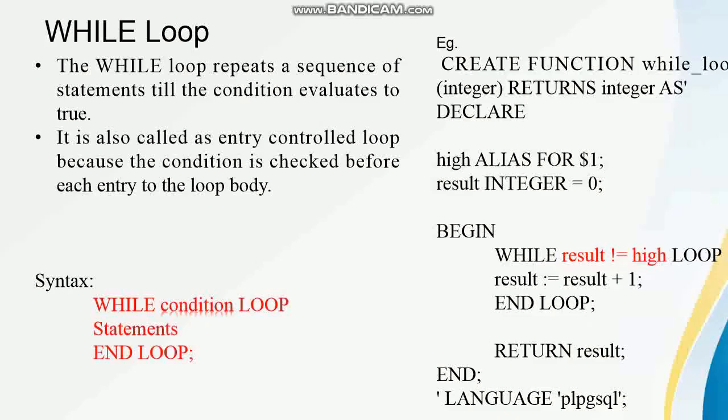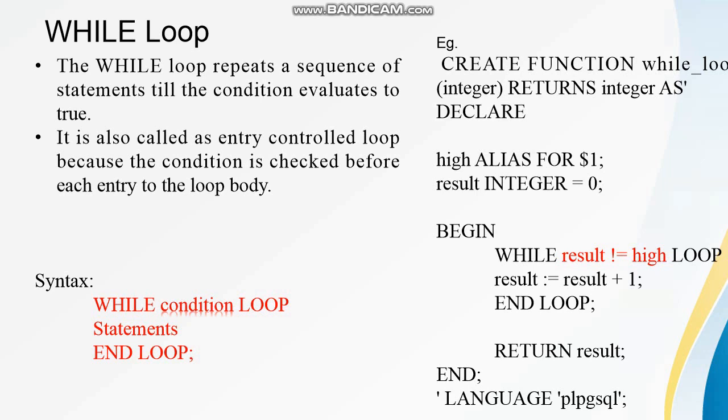Now let's see what is while loop. Okay, the while loop repeats a sequence of statements till the condition evaluates to true. जब तक condition true है, it is going to execute this statement, right? This is what the meaning of condition evaluates to true. It is also called as entry control loop because the condition is checked before each entry to the loop body. Always remember, this can come for 1 marks also. While loop is said to be as entry control loop. Why so? Because it is going to check condition before each entry to the loop body.